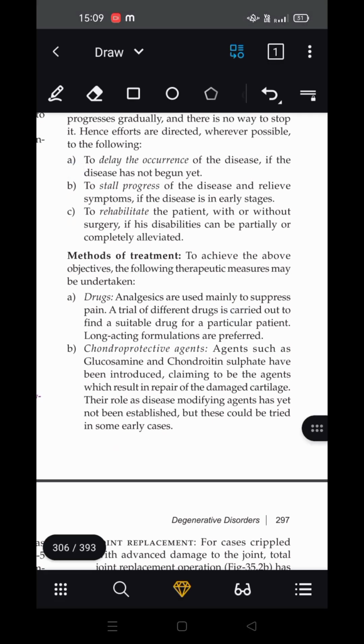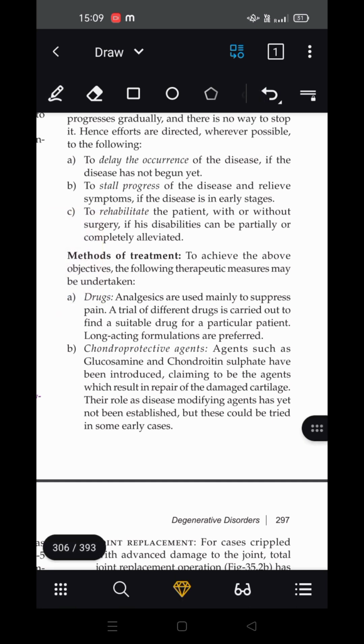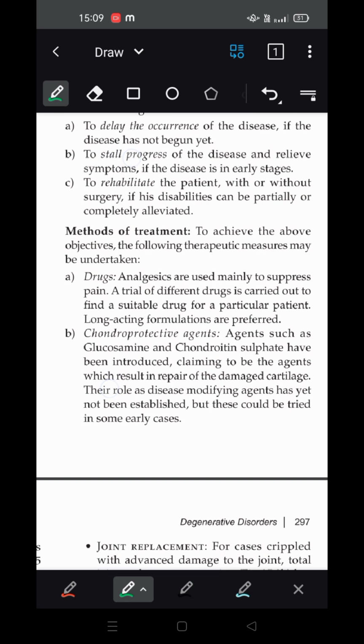The first treatment is drugs. Mainly analgesics are used to suppress the pain, and long acting formulations are preferred. Moving to the second, there are chondroprotective agents. Agents such as glucosamine and chondroitin sulfate have been introduced, claiming to repair damaged cartilage.